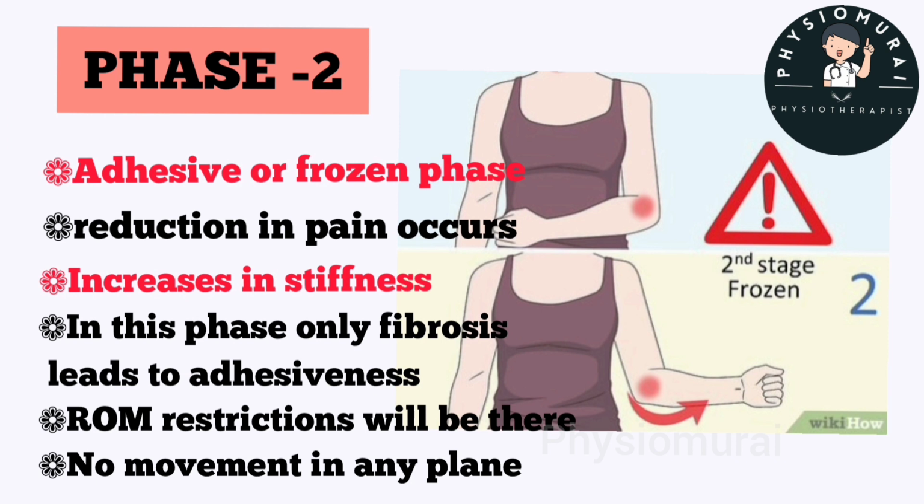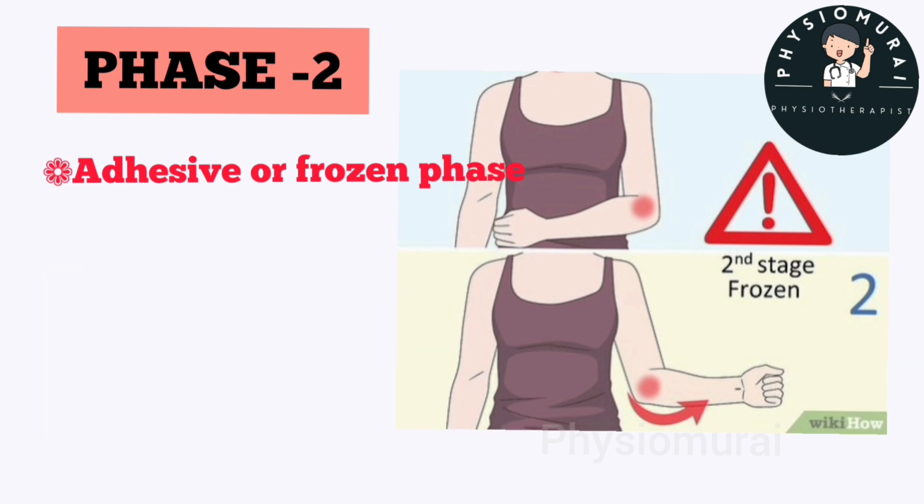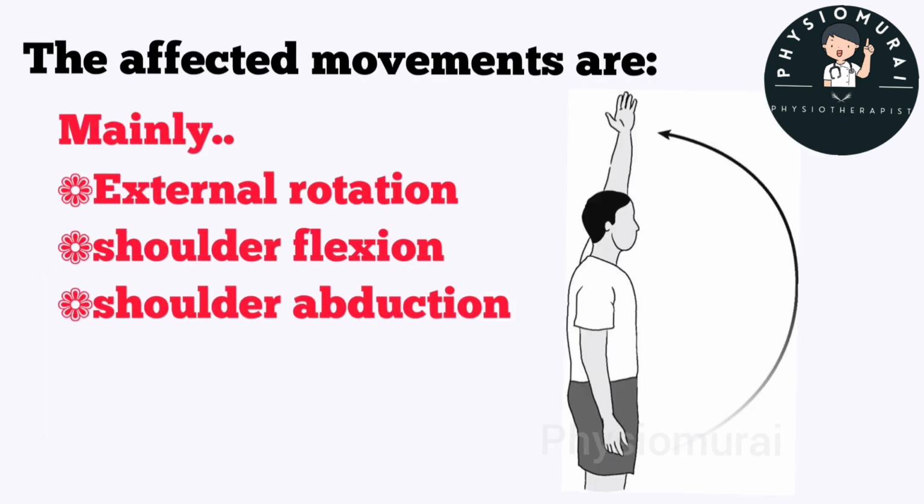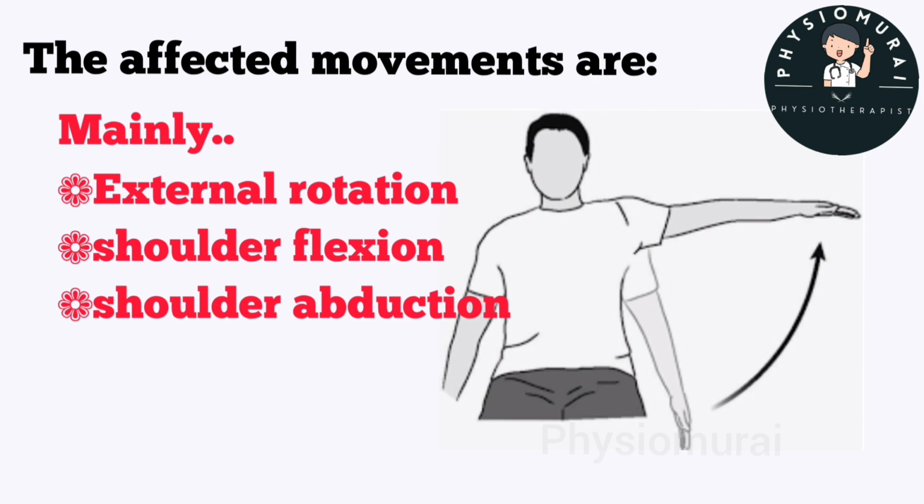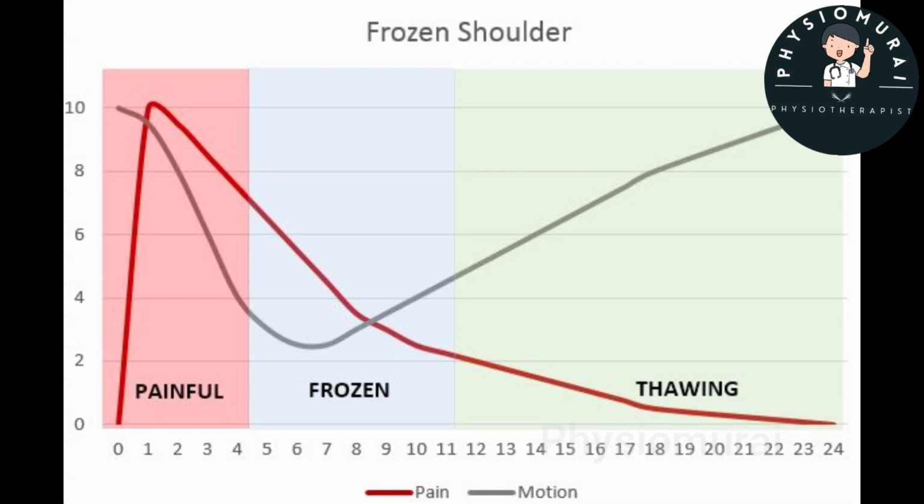Phase 2 is otherwise called the adhesive or frozen phase. There will be a decrease in pain and an increase in stiffness. In this phase, fibrosis leads to adhesiveness. There will be restrictions in the range of motion, with almost no movement in any plane. This phase occurs during 4 to 12 months. Affected movements are external rotation, shoulder flexion and shoulder abduction.